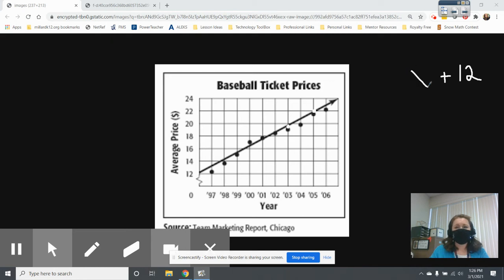1 times x is just x. So boom, now we have an equation. Well, okay, that's just writing an equation. Now we need to actually interpret it.